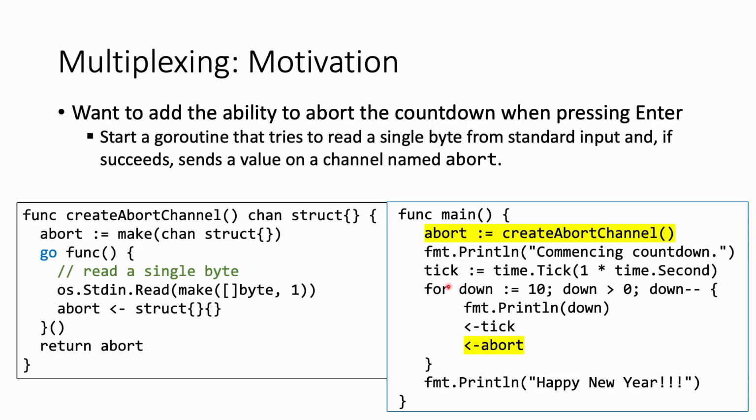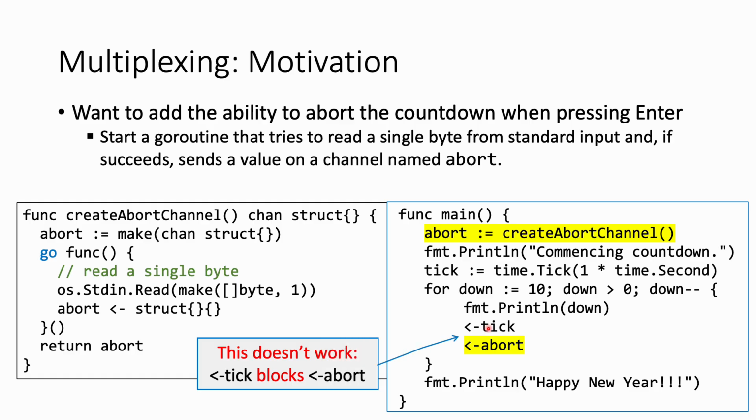To enable abort anytime during the countdown loop, we attempt to receive from channel abort after receiving from channel tick. But this doesn't work. We cannot receive from both channels simultaneously because these two receive operations execute sequentially in the same Go routine, which is the main Go routine. For example, here we try receiving from channel tick first, then it will block the abort channel.